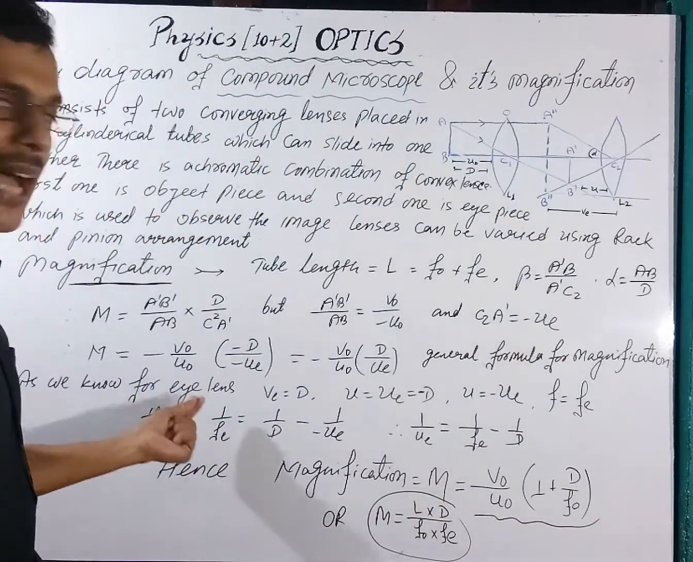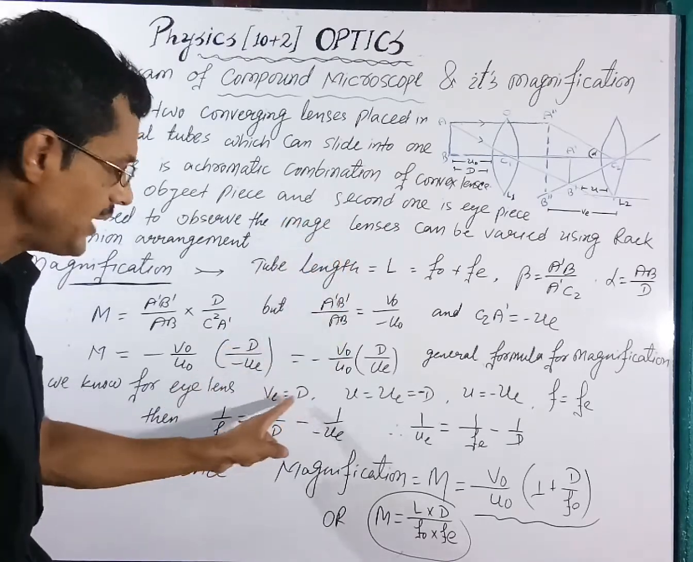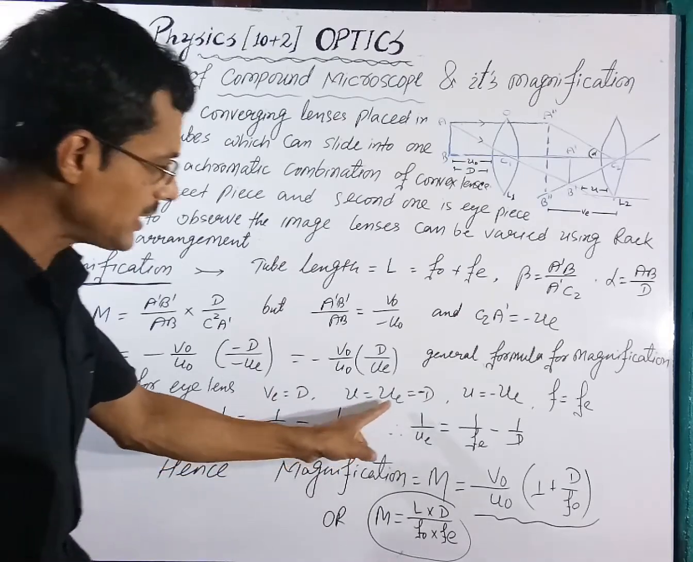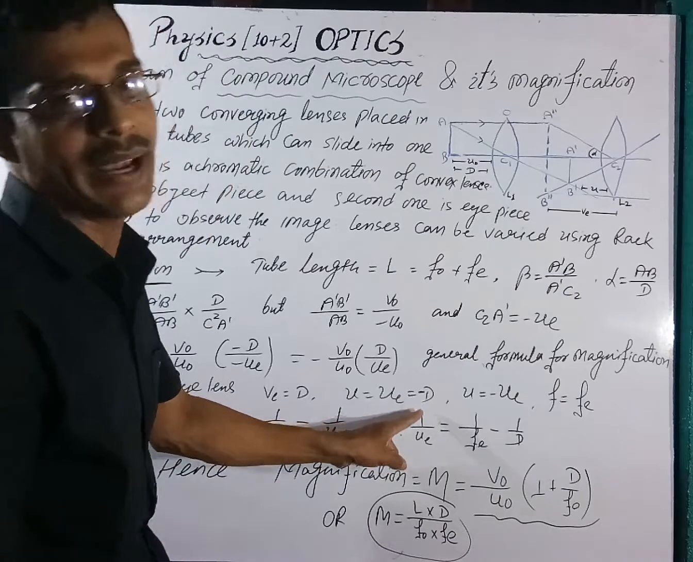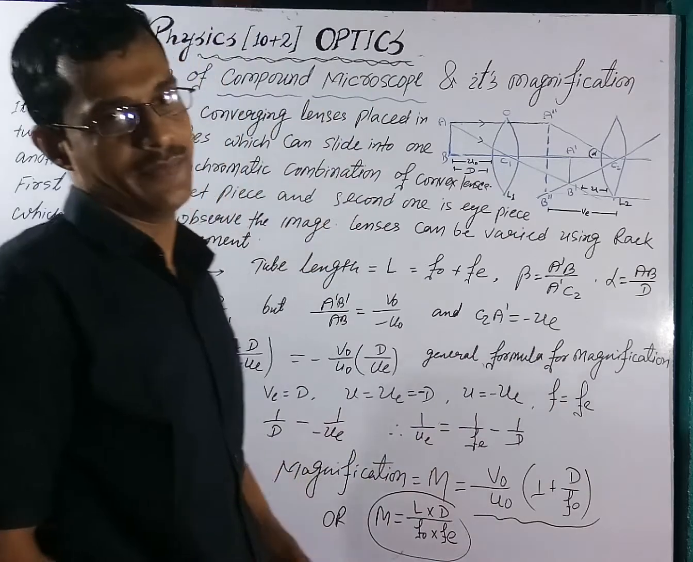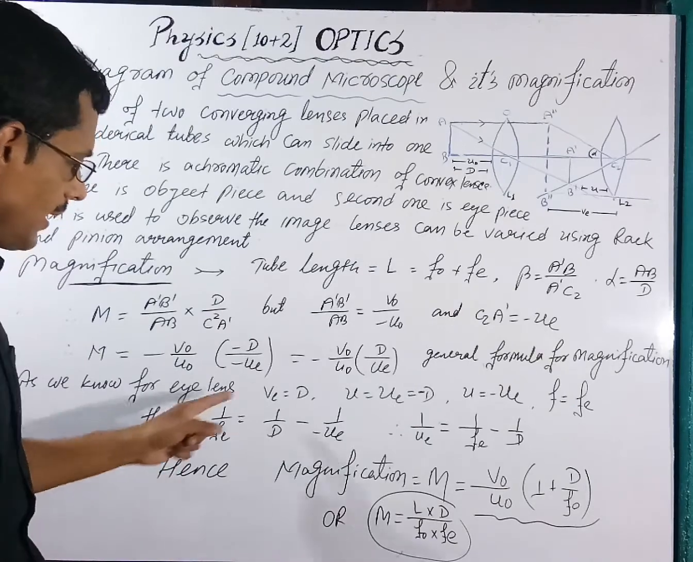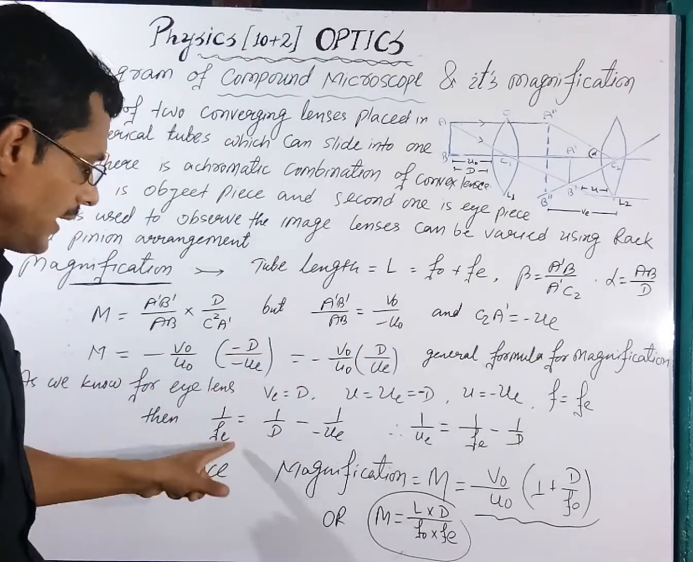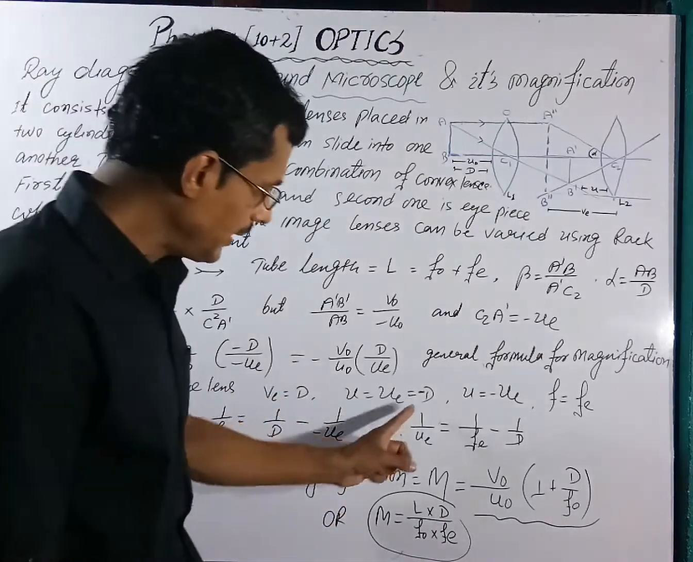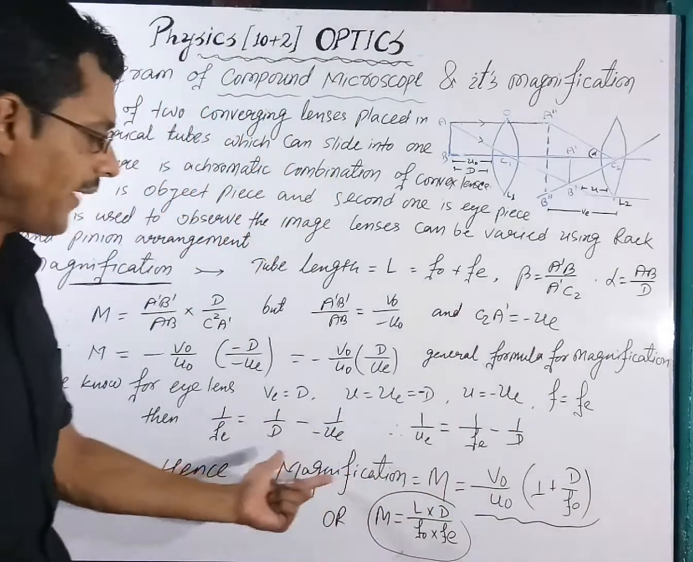So as we know from the eye lens, VE is equal to D. According to this figure, V is equal to D, U, that is object, is equivalent to UE or minus D. Similarly, you can write U is equal to minus UE and focal length FE. This is the eyepiece, this is the object and this is the image. Now put all these values in the formula 1 upon F equals 1 upon V minus 1 by U. You can write, therefore, 1 by UE is equal to 1 by focal length of eyepiece minus 1 by D. Hence we can find out the correct magnification.